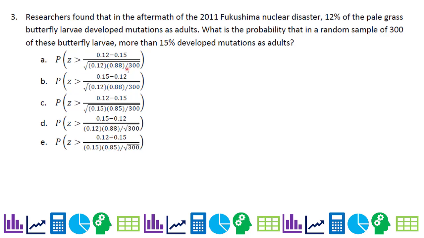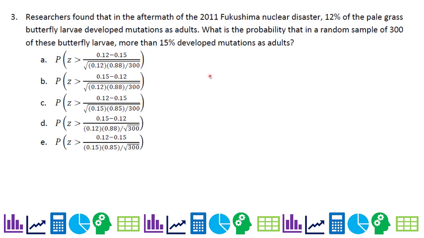And we're going to go ahead and do our calculation. By the way, I could check conditions on this. We have 300 butterfly larvae. For sure, that's not more than 10%. And if I did the 12% of 300, that would be 36. That's at least 10. And the 88% is also at least 10. So don't worry, we're going to practice conditions on 4 and 5.